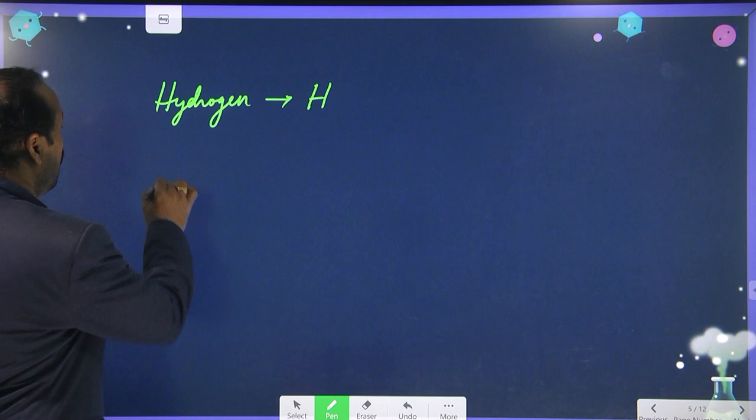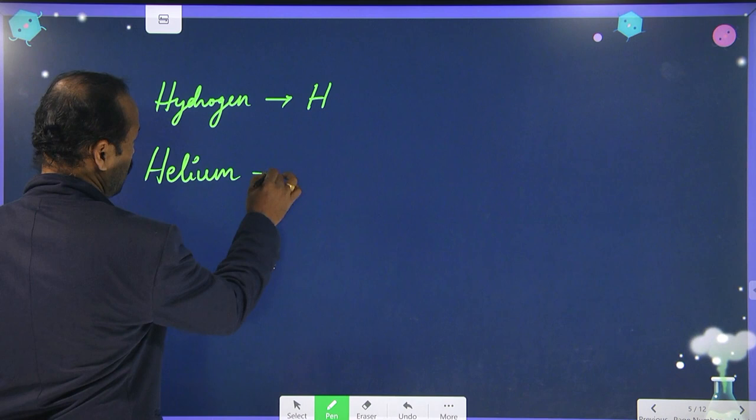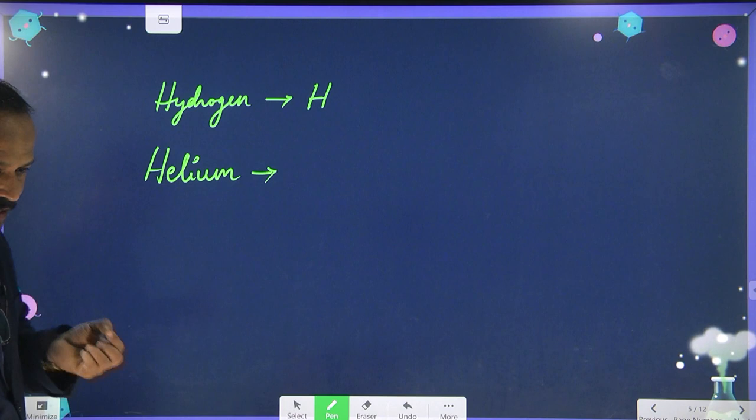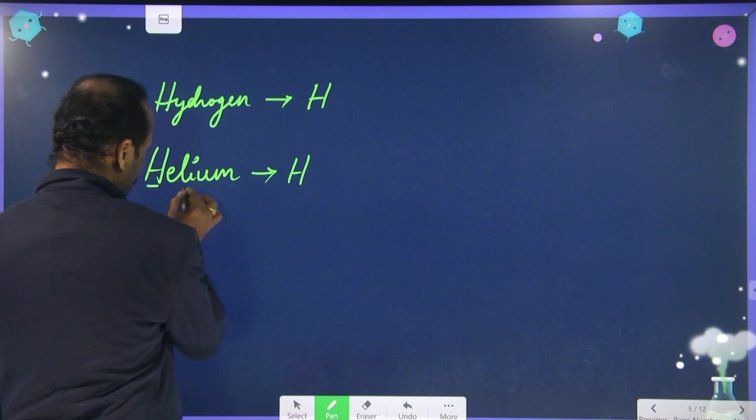Now if you go to the next one, for example helium. Helium is also starting with H, but H is already given to hydrogen. So two letters have been taken: the first letter H, followed by the second letter, that is E. So helium is He. Clear?